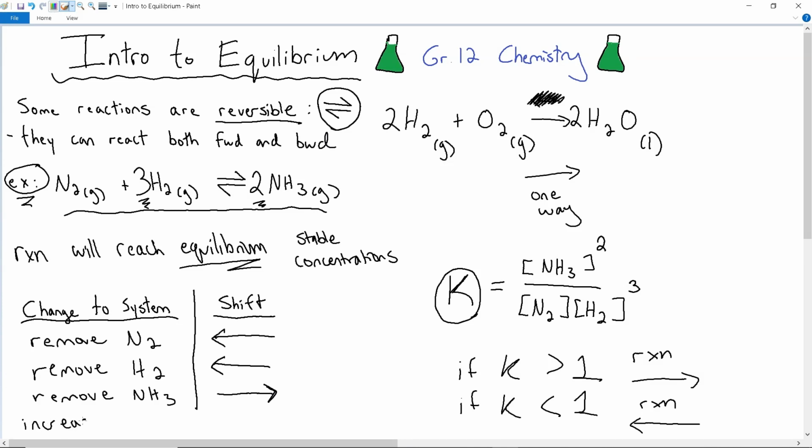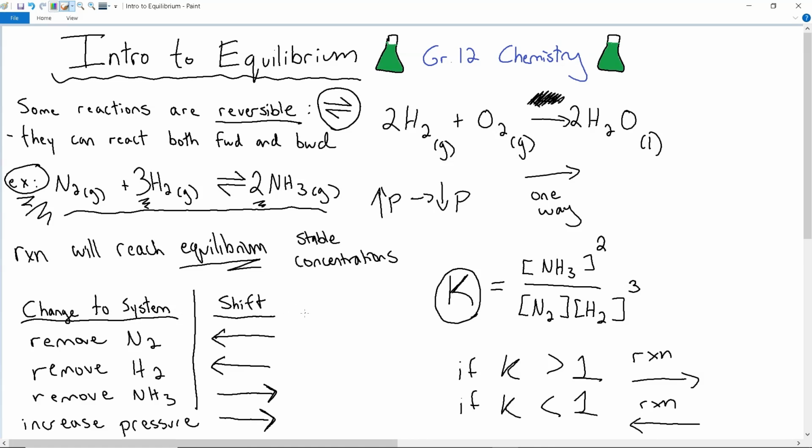And this one's a little different. Let's say we increase the pressure. So let's say this reaction is occurring in a container of a certain pressure, and we were to increase the pressure. What's going to happen is the system wants to decrease the pressure as a response to that. And the way it can do that is by creating more ammonia. Because we have one gas on our product side and two gases on our reactant side. So if we create more product, we're effectively going to decrease the pressure.